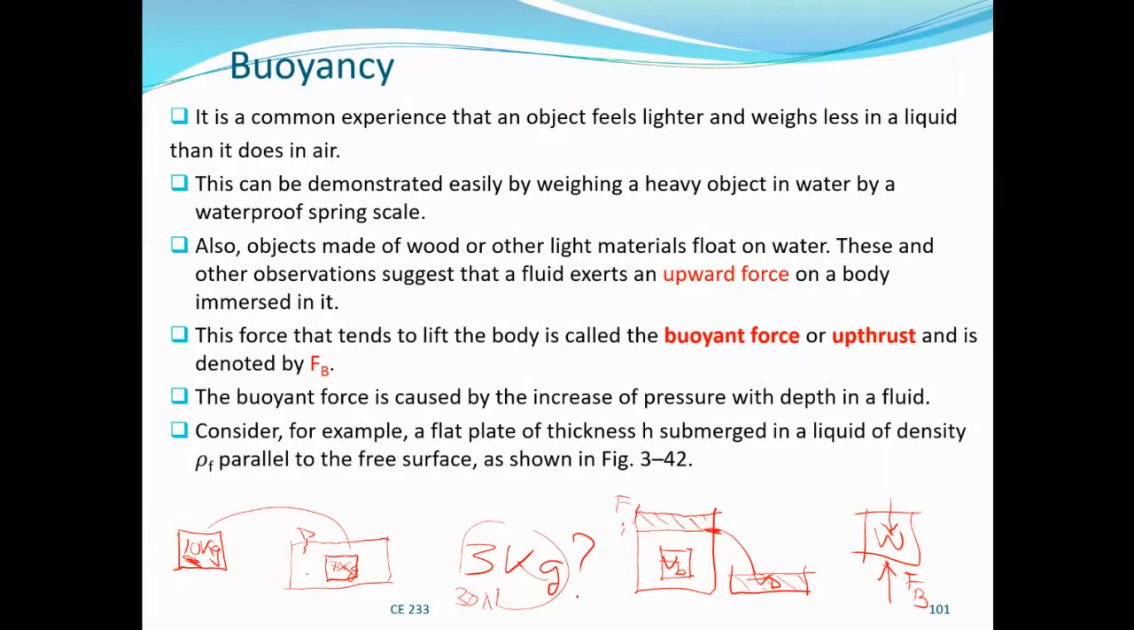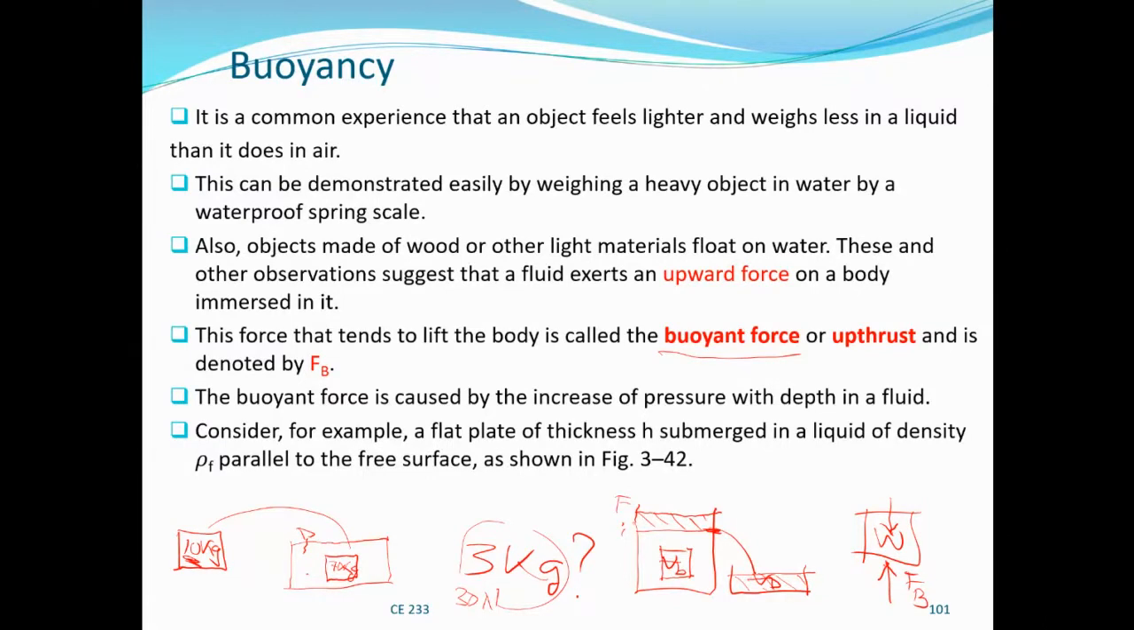When the density of the body is less than the density of water or the liquid, the body floats. If the density is equal, then it will stay suspended in the water. If the density is greater than the density of water, then it will sink to the bottom, because heavier objects settle down and lighter objects go up. Now, this force that tends to lift the body is called the buoyant force or upthrust and is denoted by FB.